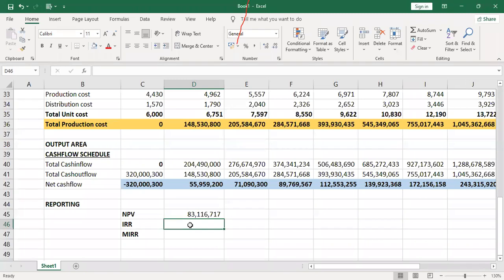Excuse me, sir. I'm getting a different answer from you. It's okay. Let me repeat the NPV. I've said you press the NPV value here, you click on formulas.